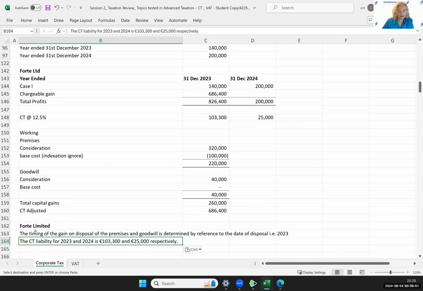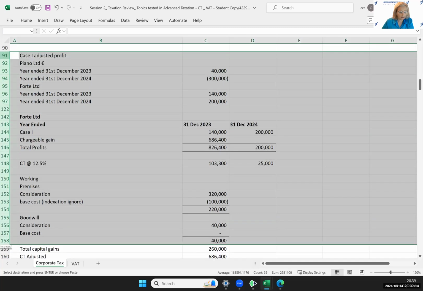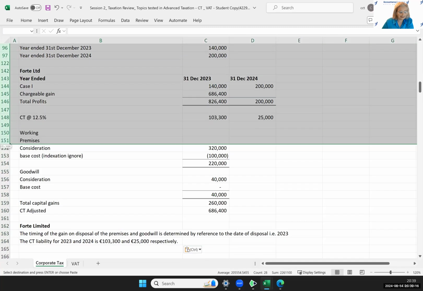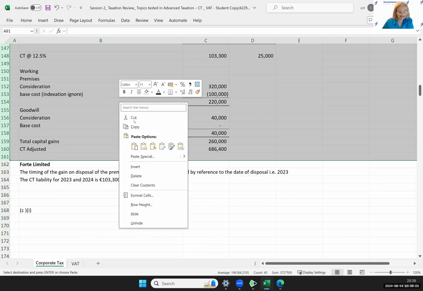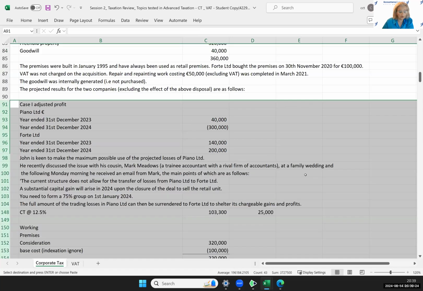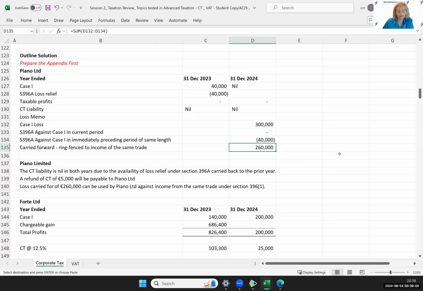But just to address the question in the chat there, can you transfer the loss? So you're asking me about the loss, and I'll just unhide all of these again now. The loss that was sitting there in Piano of 260,000, and it's not used. So I've effectively been asked, why are we not able to transfer that loss? Because they are not in a group.